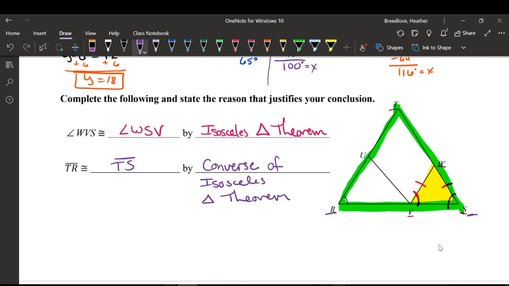Basically, this was just to, again, remind you, if you're using angles, it's the Isosceles triangle theorem. If you're using side lengths, it's the converse of the Isosceles triangle theorem.